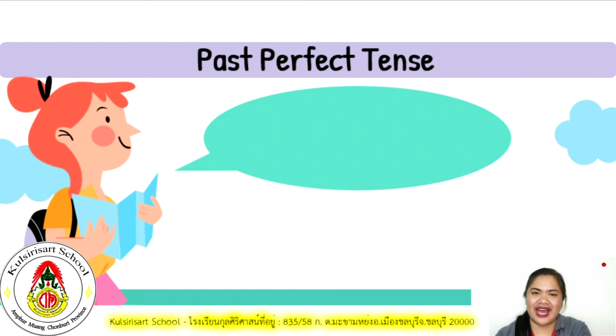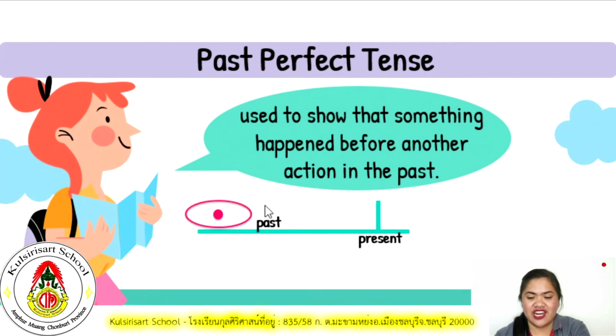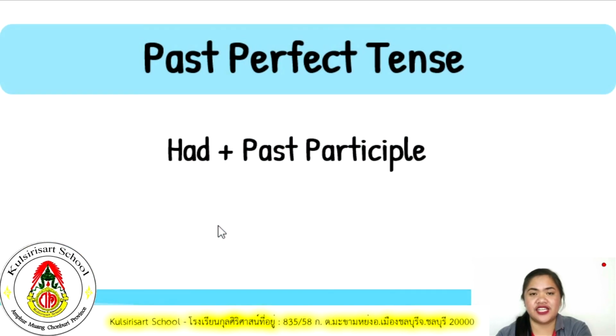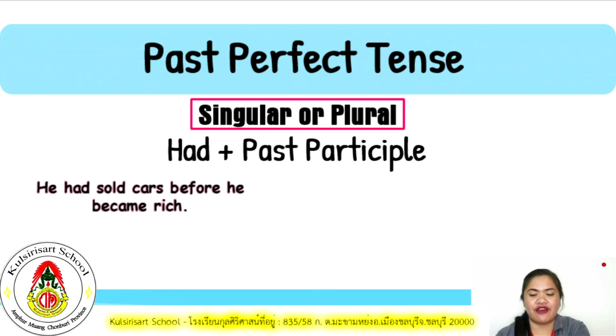Let's proceed. Past perfect tense. When we talk about past perfect tense, it shows that something happened before another action in the past. So we have here a past action that happened, and another past action. Let's proceed to its formula or pattern. For past perfect tense, we only have one pattern, that is had plus the past participle of the verb, whether your subject is singular or plural.